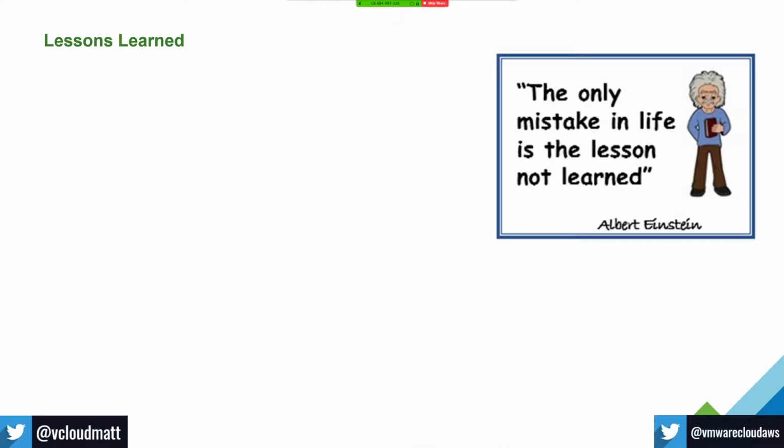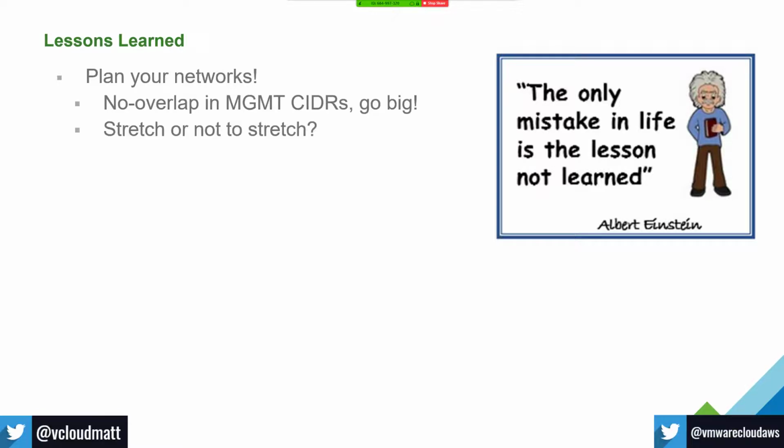So, lessons learned. I thought that was kind of a corny picture, but it summarizes things in my mind: the only mistake in life is a lesson not learned. So failure is good if you learn from it. We haven't had failures, but the number one lesson learned, and what we see time and time again, is plan your networks. When you get into VMware Cloud and you're thinking about moving workloads and using our service, the number one thing that'll keep you out of trouble is thinking through what my management side is going to look like.